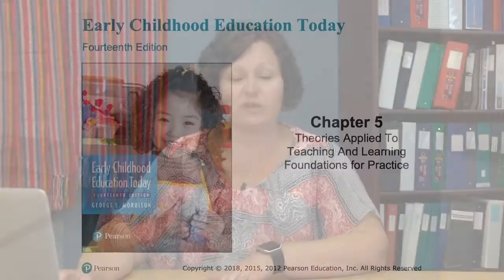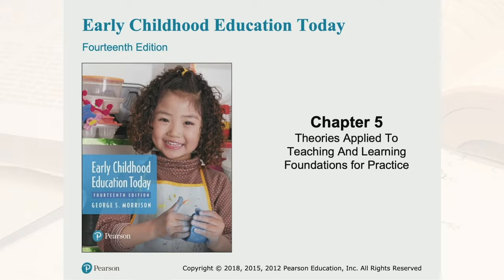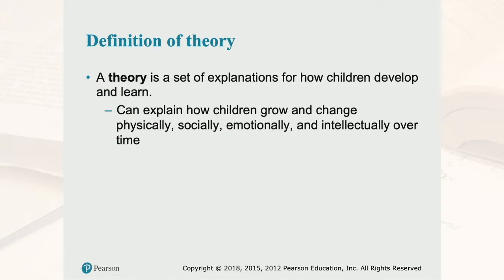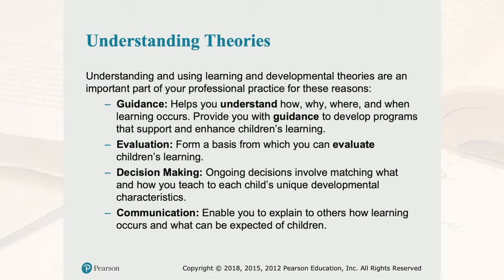So Chapter 5 discusses the pioneering work of theorists who have contributed to our knowledge and understanding of how children learn and grow and develop cognitively, socially, and behaviorally. So a theory is a set of explanations on how children learn and develop. Understanding theories helps us to understand children in that developmental process.